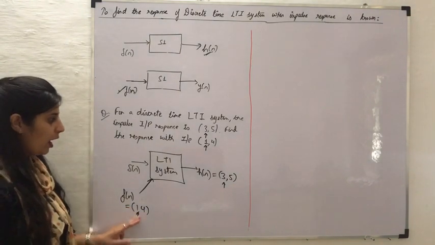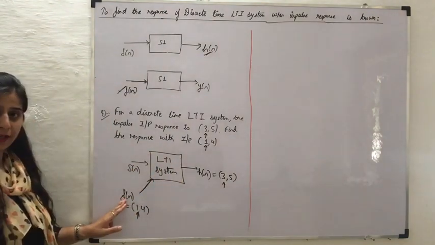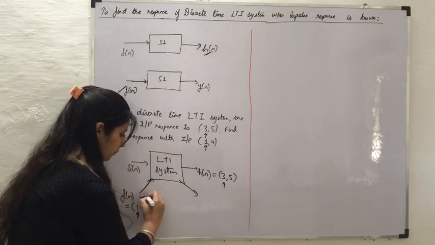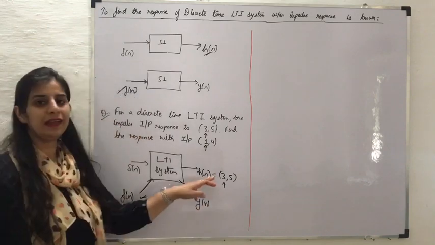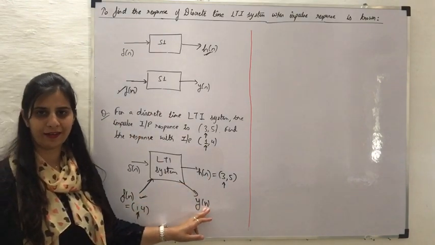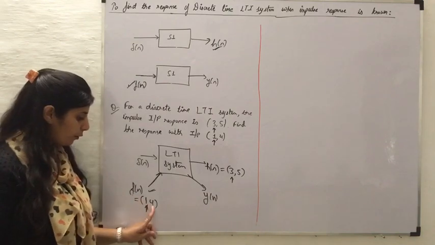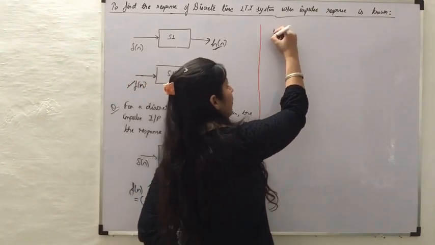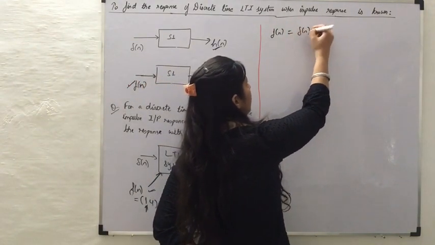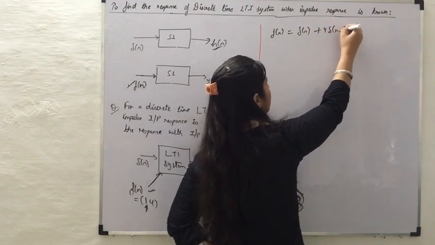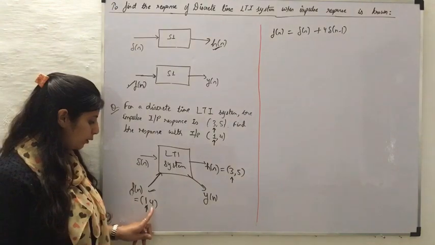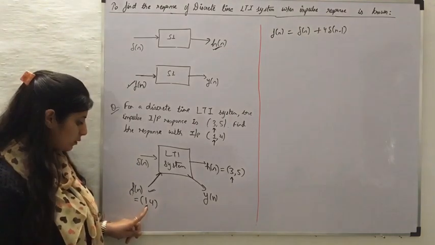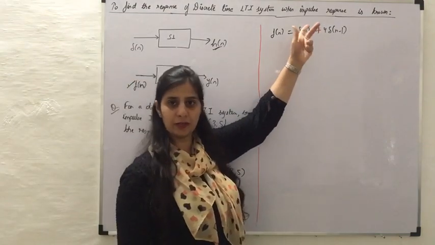I need to find out how this system would respond to this input, and I am naming the response y of n. So with these two things I need to find y of n. The f of n, which is 1,4, in the form of time shifted impulse signals can be written as f of n equals del of n plus 4 times del of n minus 1, because the weight at n equal to 1 is 4, and the weight at n equal to 0 is 1, so there is no multiplication factor needed there.